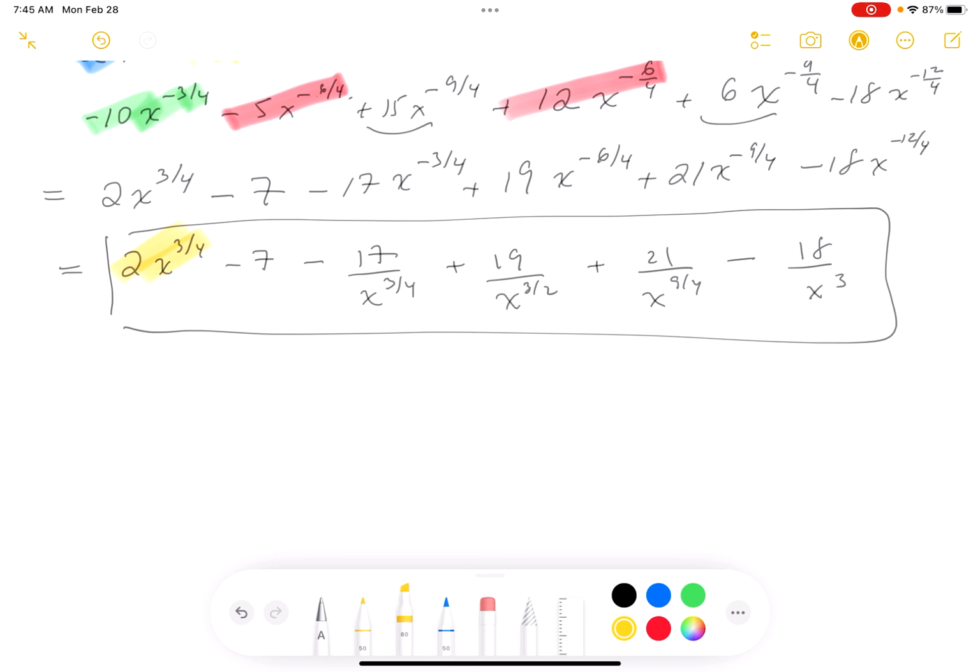I see that. The next term I see is -17 over x to the 3/4. I see that. Then I see 19 over x to the 3/2. I see that. Next thing I see is 21 over x to the 9/4. I see that. The next thing I see is -18 over x cubed. I see that. And the last thing I see is -7. And we did okay. Now, someone says, well, they rearranged it differently. Yeah, you can do that. Certainly the constant probably does belong in the end.